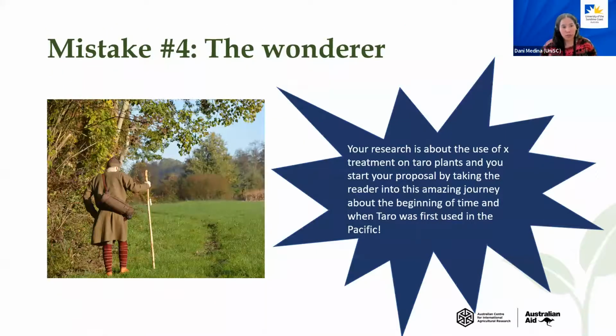So the fourth mistake is the wanderer. This is one that I also associate myself with a lot. So again, you have a specific research topic and you're using X treatment on taro plants, but you really want to start your proposal talking about this amazing journey about when taro was first introduced in the Pacific. And again, probably really interesting. I would read it with a lot of interest, but you only have 300 words in some cases.